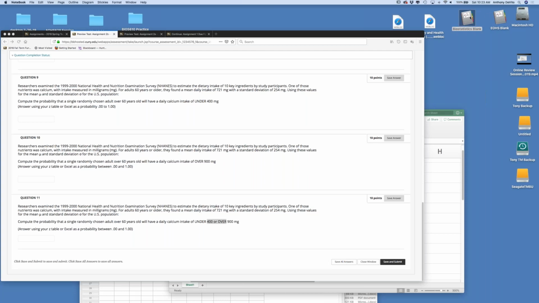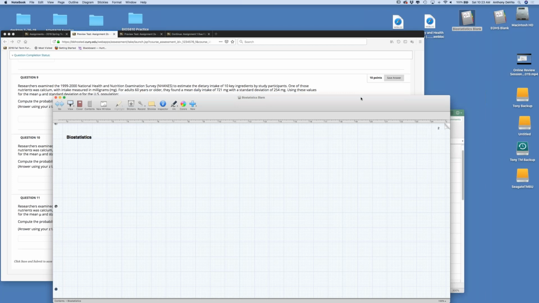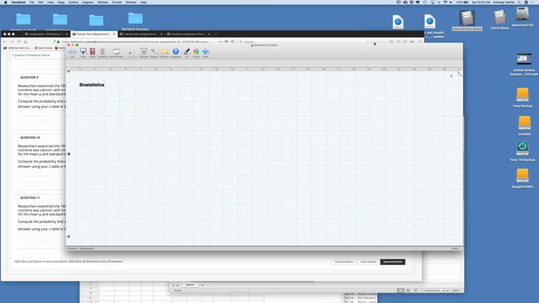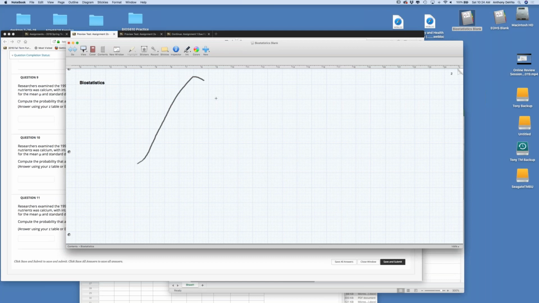I got a fresh sheet of paper, virtual paper in here. Okay, so now let's sketch out. I like to sketch them out, even if I think I can do it without doing this. Our mean was equal to 721, and our standard deviation was equal to 254. Let me check that. Yep, 254.